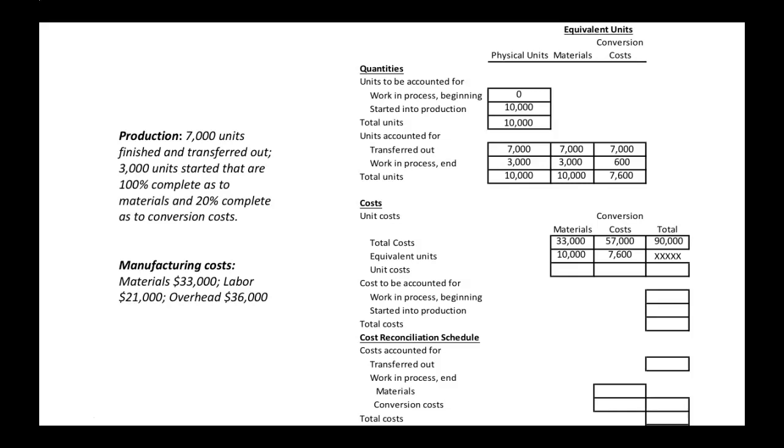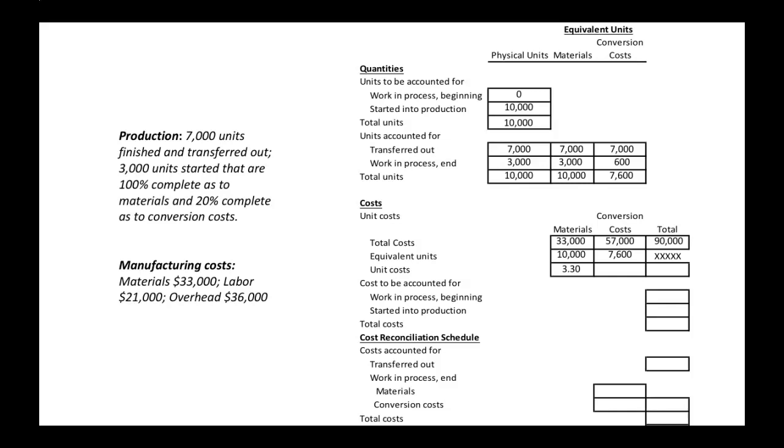Now we can find our unit costs. To do that, we take our total divided by our equivalent units. So for materials, that's $33,000 divided by 10,000 units, which means that 1 unit of materials is going to cost $3.30.